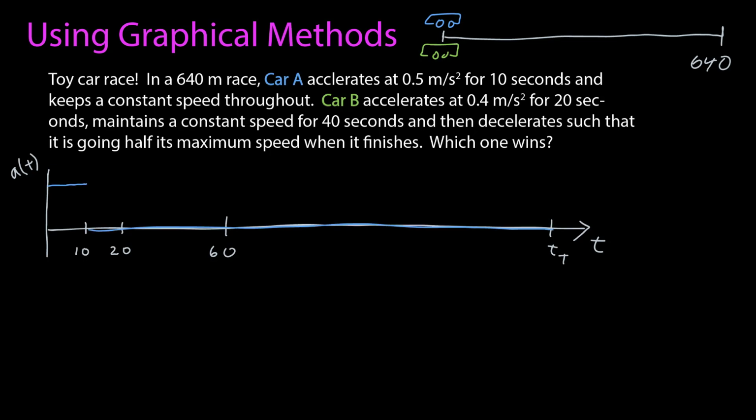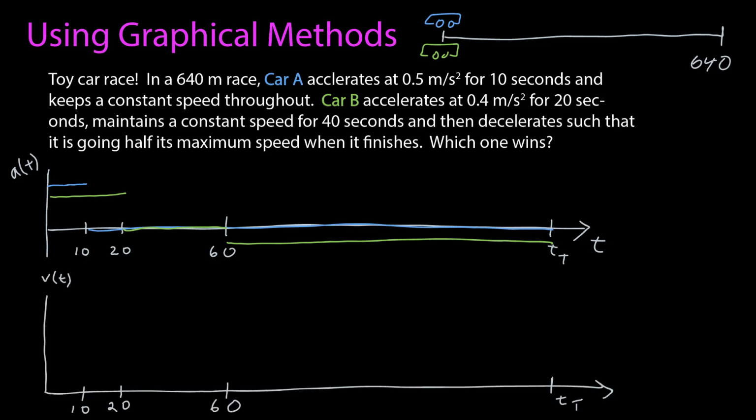It has some constant acceleration for the first 10 seconds, and then it's zero for the rest, because it's at a constant speed. What about car B? It has a lower acceleration for the first 20 seconds, then zero acceleration for the next 40 seconds, which is between 20 and 60, and then it will have a negative acceleration for the rest of the time. What does that tell me about the velocity, though?